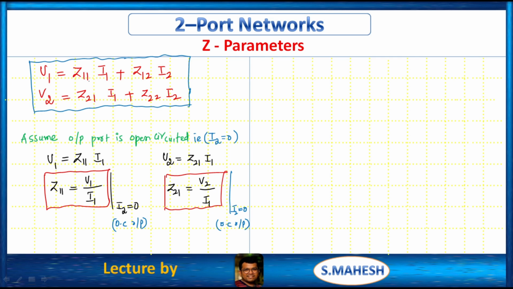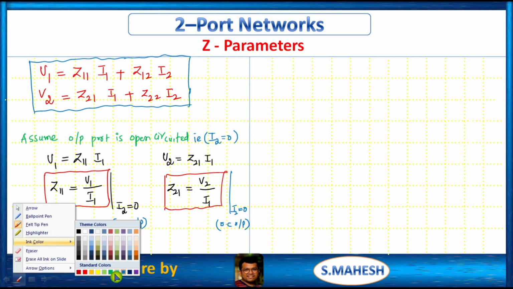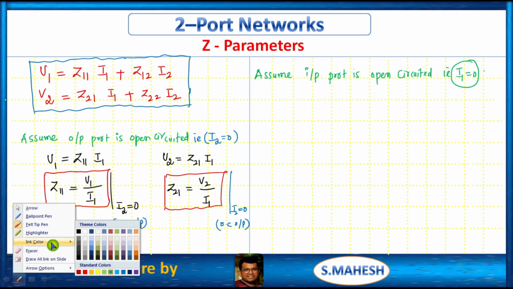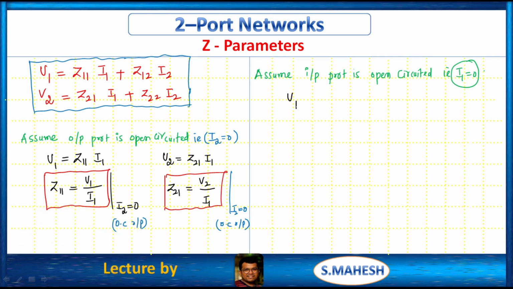Now let us assume the input port is open circuited, that is I1 equals 0, right? When I1 equals 0, what is the equation? V1 equals Z12 I2, right? From this, Z12 equals V1 by I2. Like that, V2 equals, I1 is 0, right? Sorry, Z22 I2.